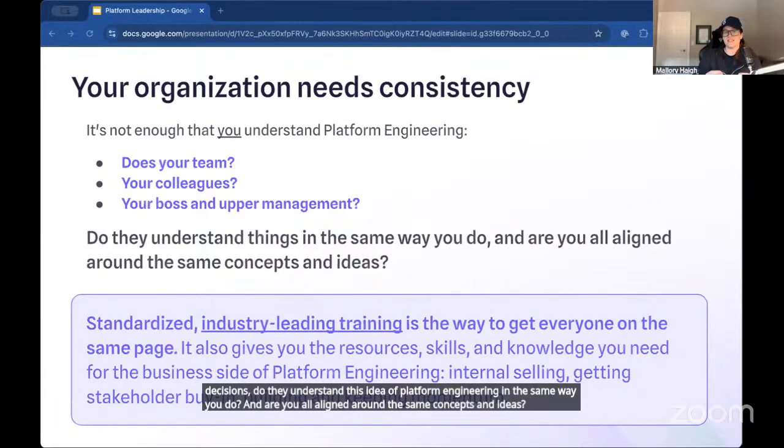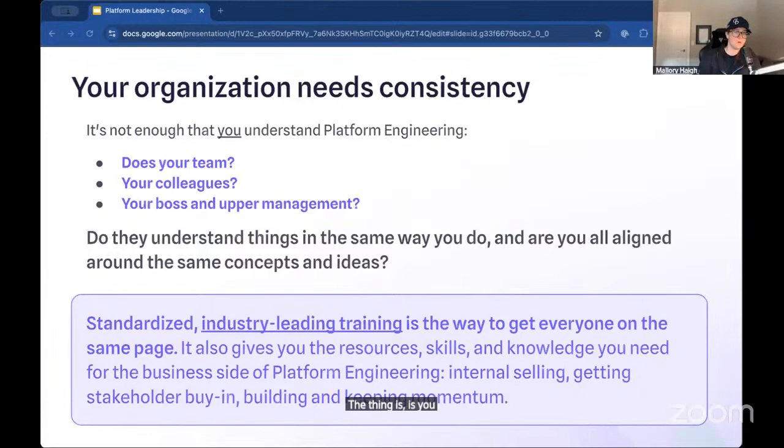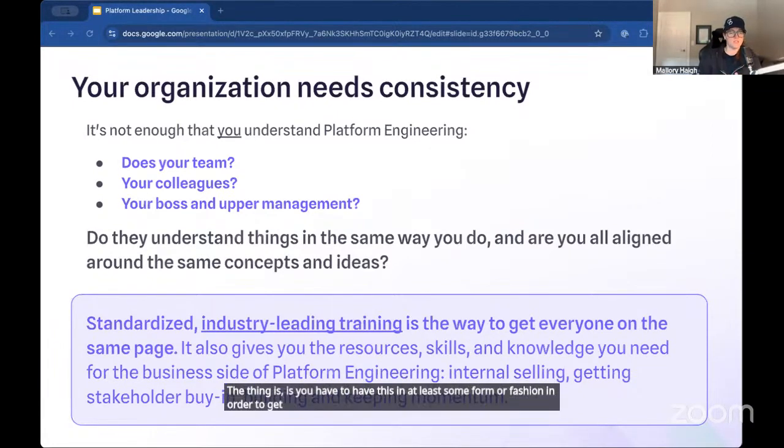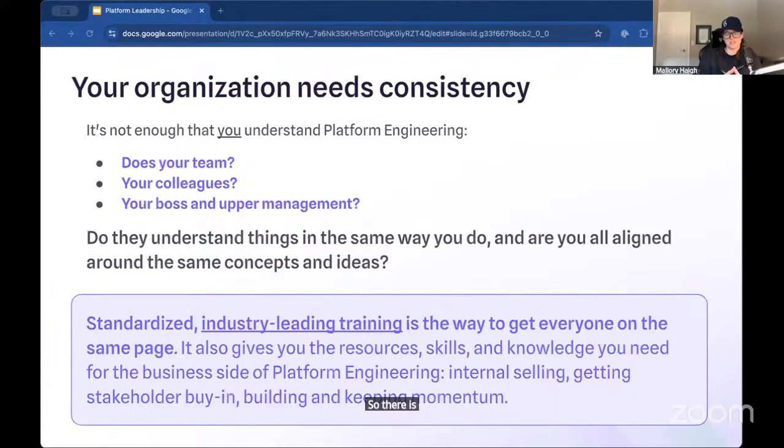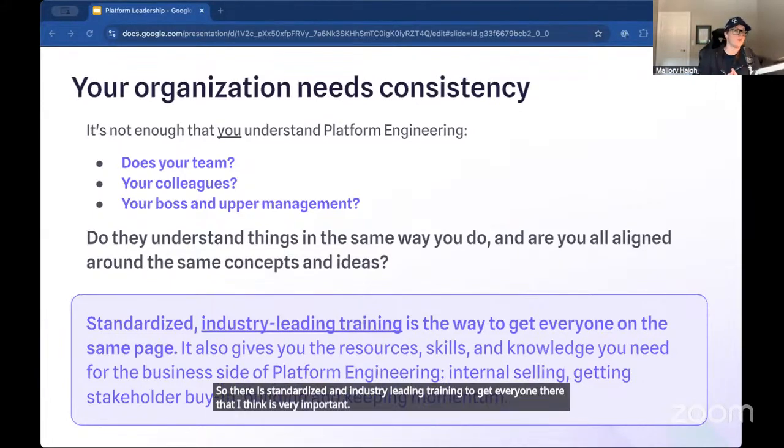The thing is you have to have this in at least some form or fashion in order to get anywhere. You all need to be on the same page. So there is standardized and industry-leading training to get everyone there that I think is very important. And it's what I want to touch on a little bit before I get to Q&A.